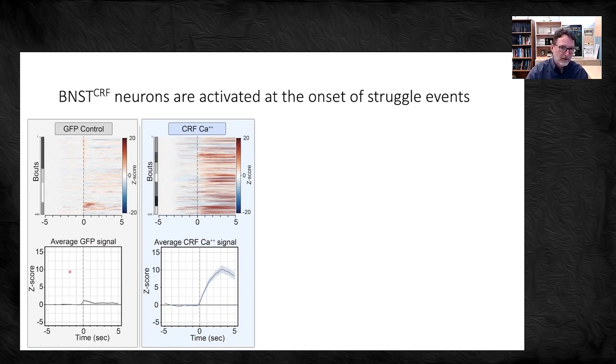And so this is an important control for physical changes that could occur in the light path or something like that, artifacts of movement. However, if we express the molecule GCaMP, which is a fluorescent reporter of calcium in an individual cell, we saw that the active coping events were associated with large calcium transients.